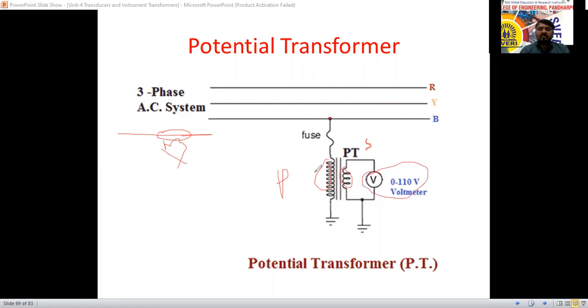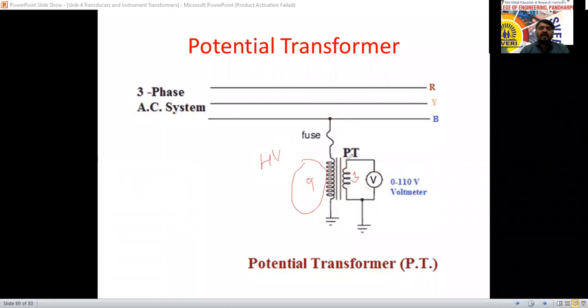So the number of primary turns is very high here. You can compare: see here, 1, 2, 3, 4, 5, 6, 7, 8, 9. Here 9 turns are there. Here 1, 2, 3 turns are there. The winding with the higher number of turns has the high voltage. All of you know the characteristics of the transformer. This one has a lower number of turns, so we call it the lower voltage winding.